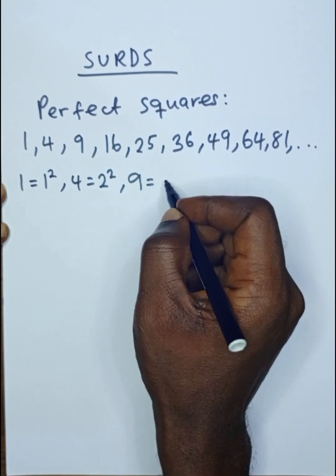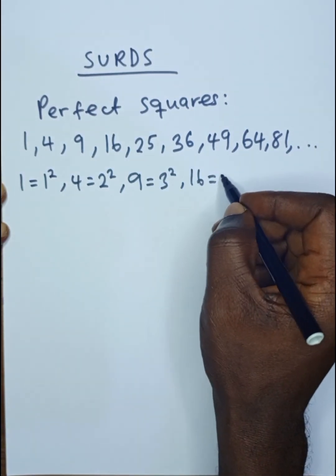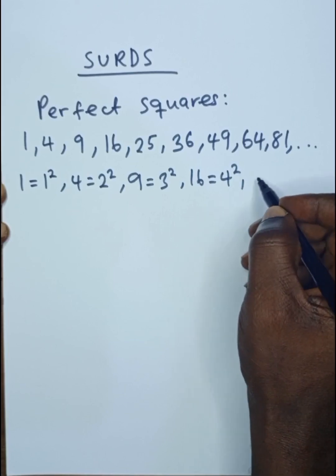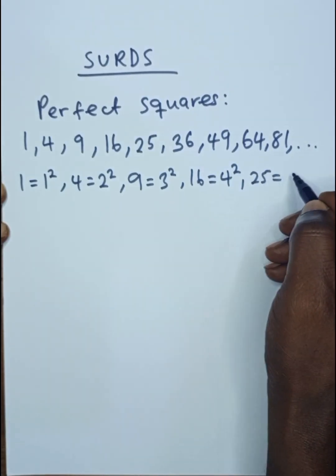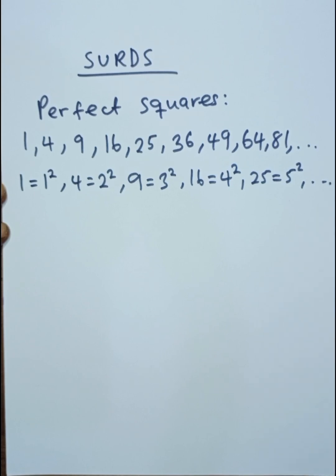9 can be written as 3 square. 16 can be written as 4 square. 25 can be written as 5 square. Then it continues like that. So all perfect squares can be written as the square of an integer.